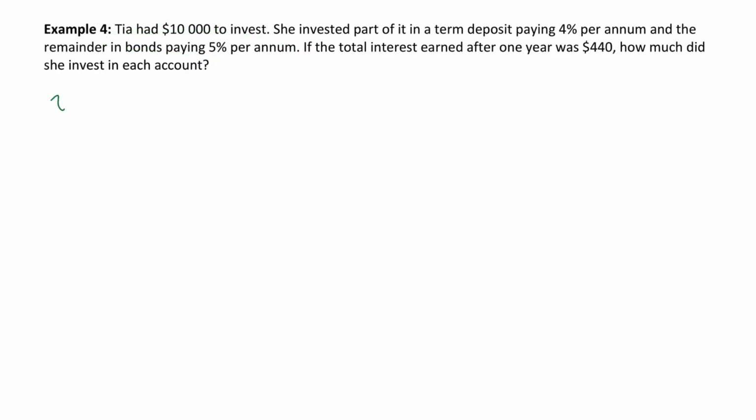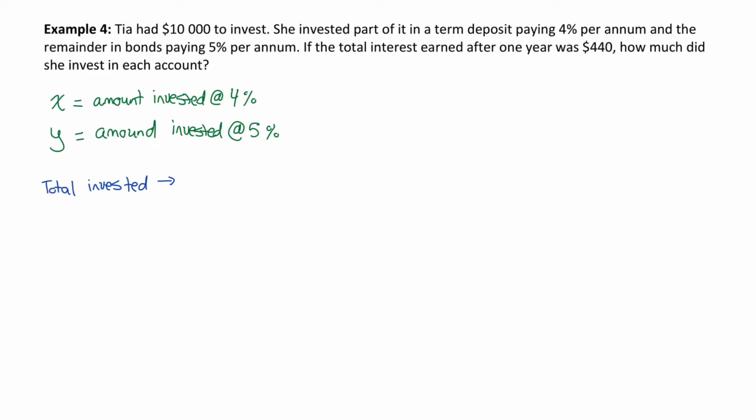We'll let x equal the amount invested at 4%, and y be the amount invested at 5%. And then for all these investment type of questions, you'll be able to make two equations, one of them for the total amount invested, and one of them for the amount of interest earned. Let's start by making an equation for the total amount invested. Well, I know Tia invested a total of $10,000. So I know if I were to add the amount invested at 4% plus the amount invested at 5%, it should equal 10,000. So that equation's easy. My first equation is just x plus y equals 10,000.